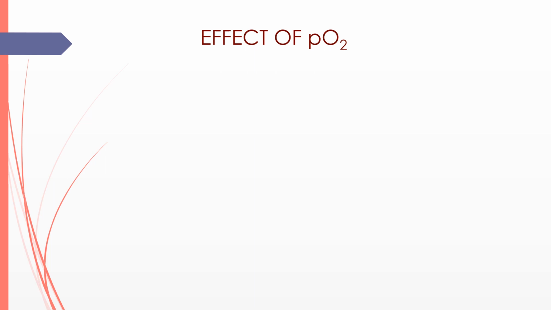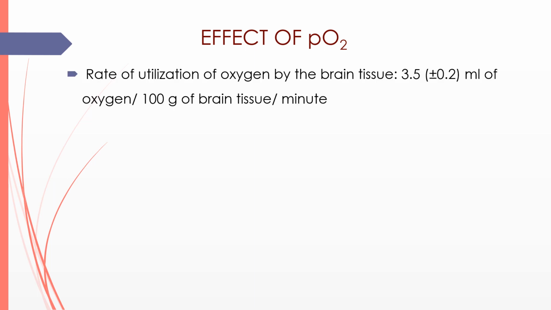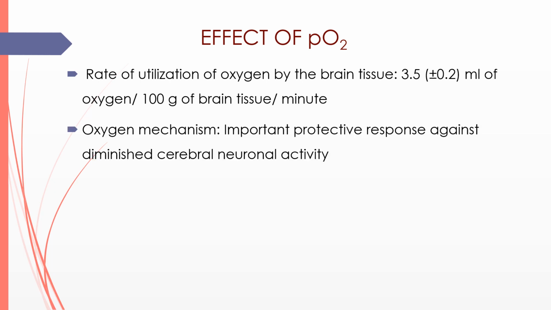Effect of the partial pressure of oxygen. The rate of utilization of oxygen by the brain tissue is 3.5 ml of oxygen per 100 grams of brain tissue per minute. So the oxygen consumption of the brain is around 20% of the total usage. The oxygen consumption of the gray matter alone is 45 milliliter per minute.